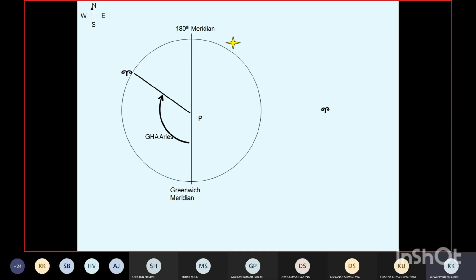So GHA Aries. Let me repeat the definition. The arc of the equinoctial or angle at the pole contained between the meridian passing through Greenwich and the meridian passing through the first point of Aries, measured westerly. Measured westwards.